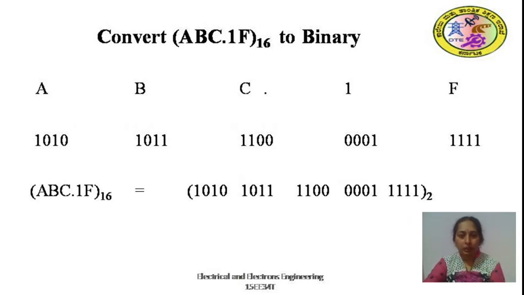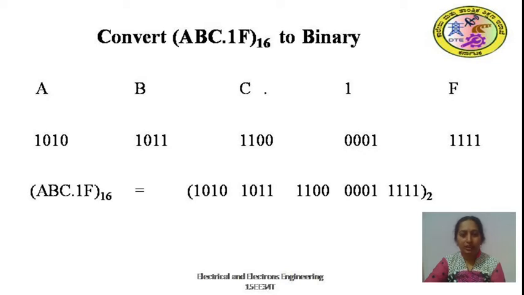Next, I have taken an example of hexadecimal ABC.1F to the base 16. I am converting this number to binary. Okay, A, its equivalent binary number is 1010. A in decimal is 10, and 10 is represented as 1010 in binary.